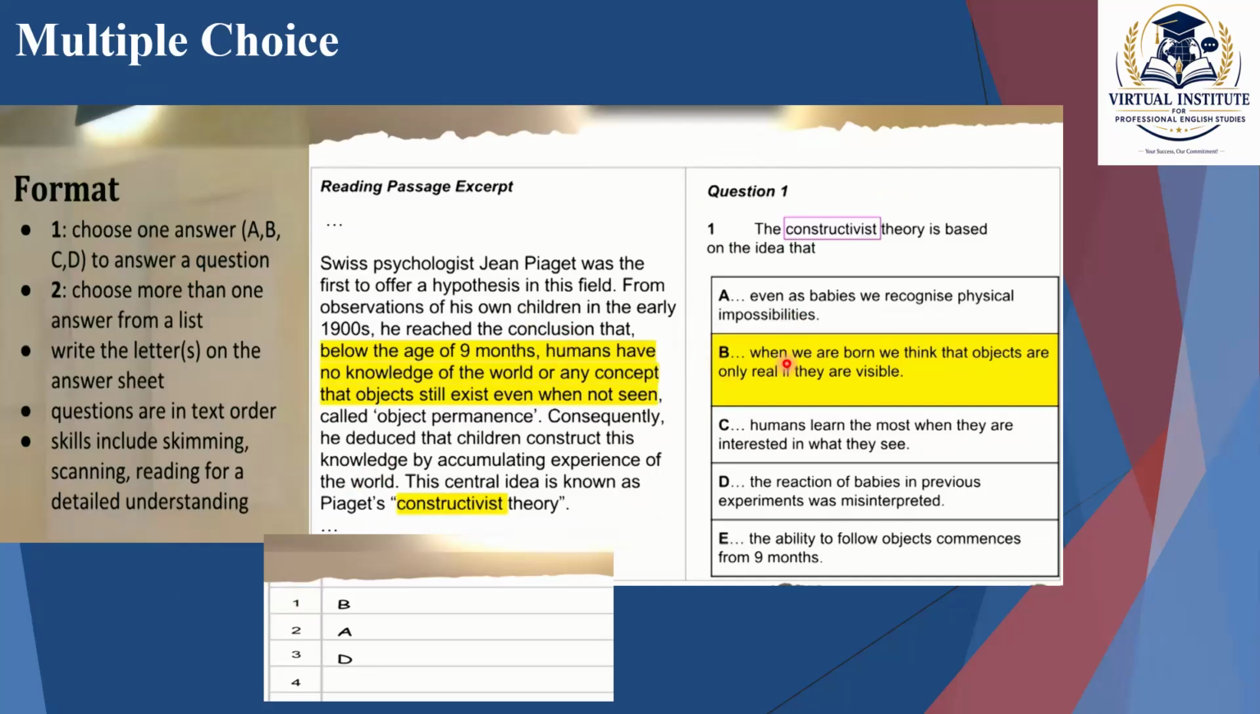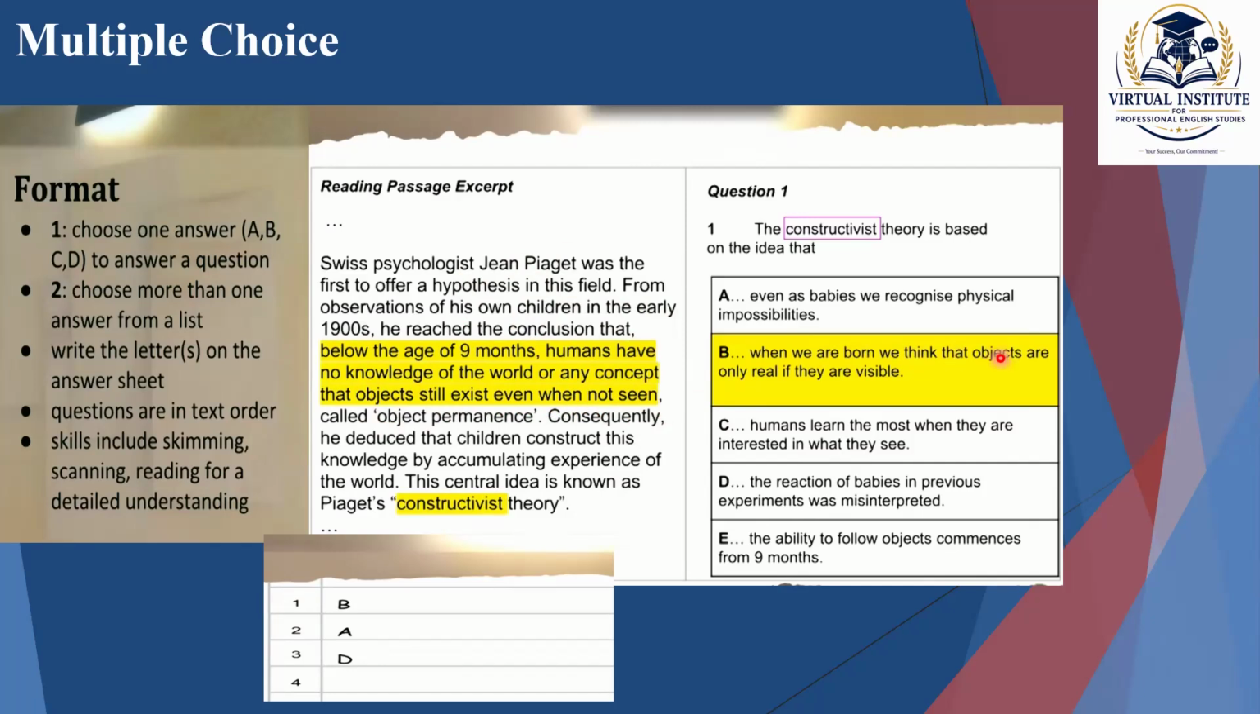Now here we have another example. You have this question. Question number one: the constructivist theory is based on the idea that. Now we have one, two, three, four, five options, right? But option B is correct. Why? If you scan through this, it says that from observation of his own children in the early 1900s, they're talking about Jean Piaget, he reached the conclusion that below the age of 9 months, humans have no knowledge of the world or any concept that objects still exist when not seen, right?